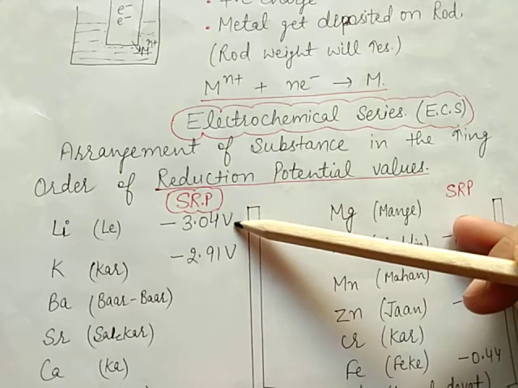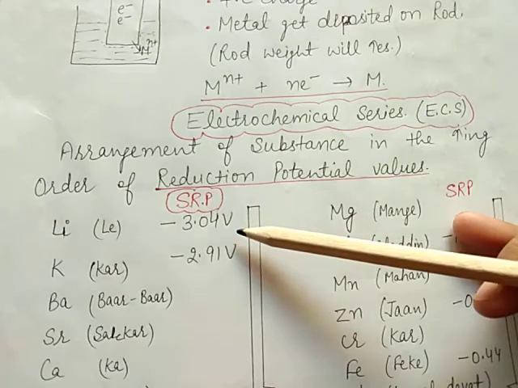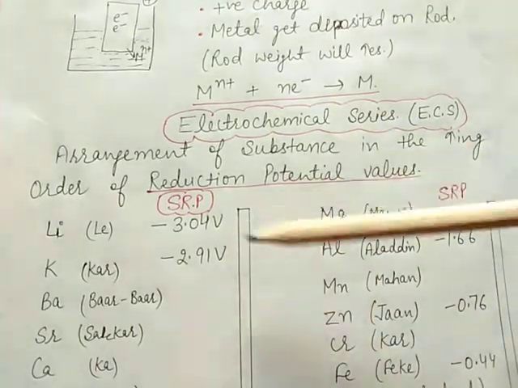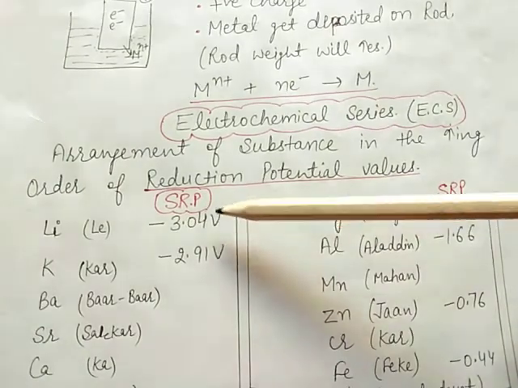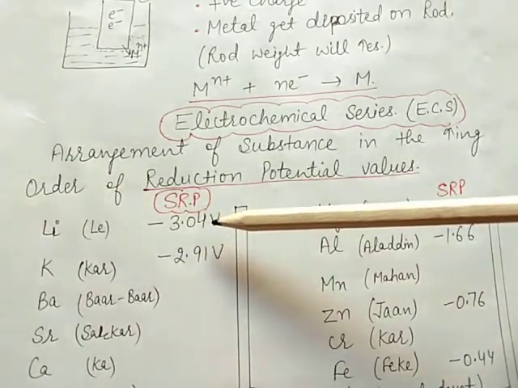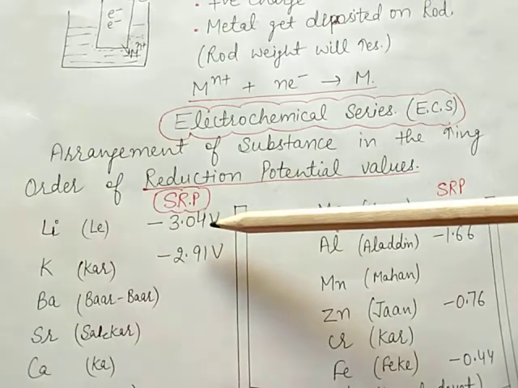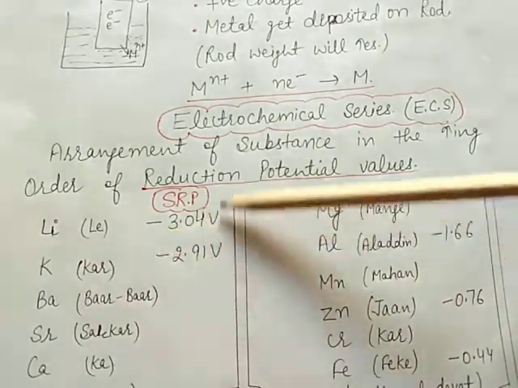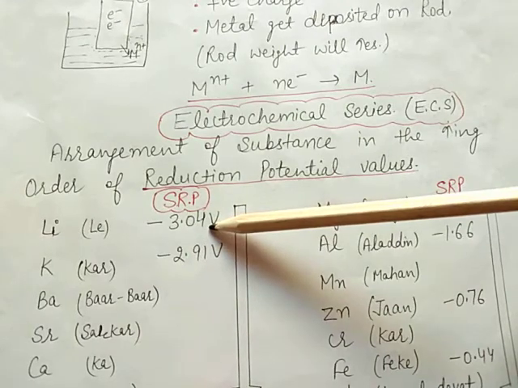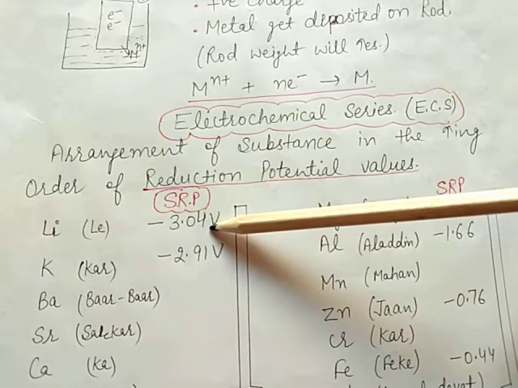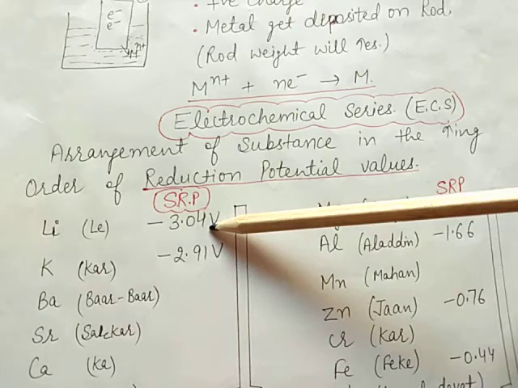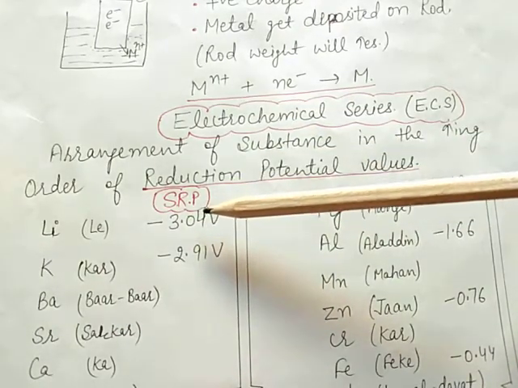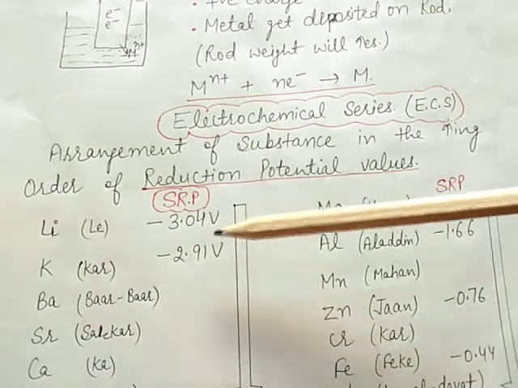so it gets minimum reduction and maximum oxidation. It means it is easily oxidized but shows minimum reduction. Its standard potential value is lowest.